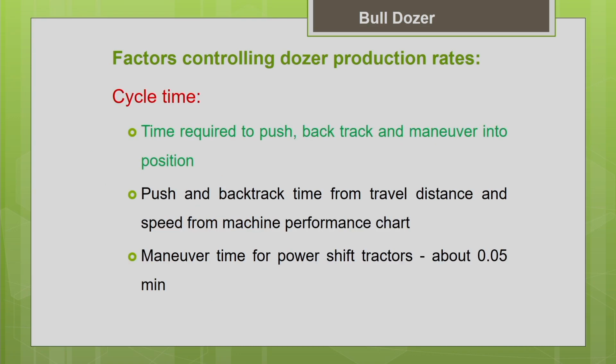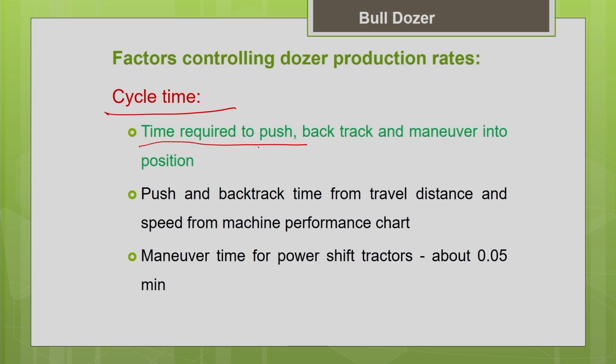So, now let us see how to define the cycle and estimate the cycle time of the bulldozer. Say the bulldozer is used for earth moving operation. How to define one production cycle of the bulldozer? Basically, the bulldozer will cut the earth. Once the blade is full, completely loaded, it will push the earth till the dumping place, then it will return back to its original position where you wanted to do the dozing operation again. So, this cutting and pushing will go together. The time required to push, backtrack and maneuver into position is called the cycle time of the bulldozer.